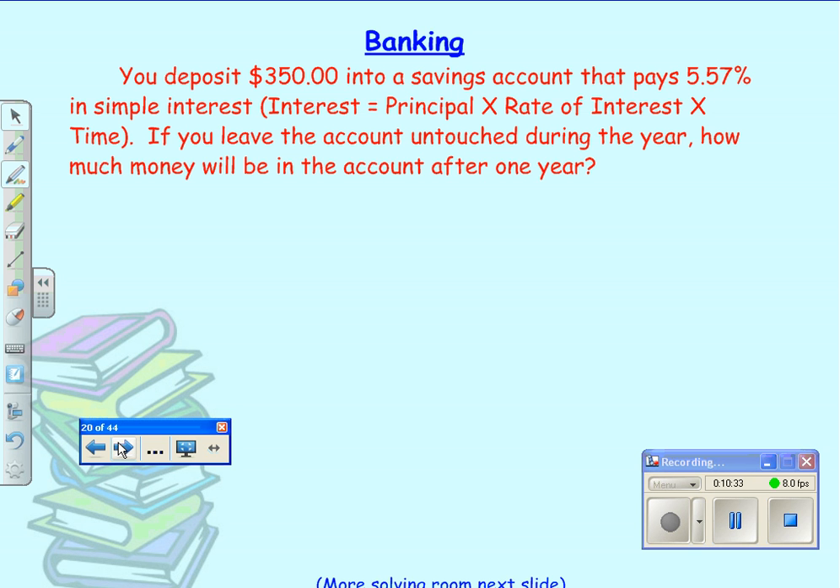You deposit $350 into a savings account that pays 5.57% in simple interest. Interest equals principal times rate of interest times time. If you leave the account untouched during the year, how much money will be in the account after 1 year? Since it's a time shortage, you are going to solve this on your own. We have more solving space on the next slide.